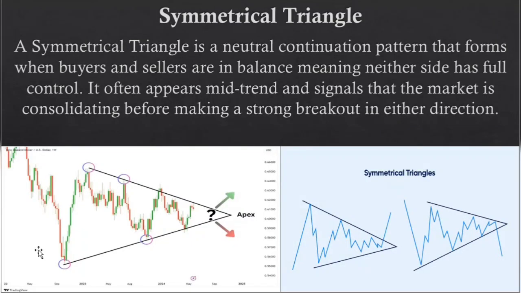So now we're going to be talking about symmetric triangles. Now a symmetric triangle is a neutral continuation pattern that forms when buyers and sellers are in balance, meaning neither side has full control of the market. It often appears at mid-trends. A mid-trend is more like the middle of a trend, right? And it signals that the market is consolidating before making a strong breakout.